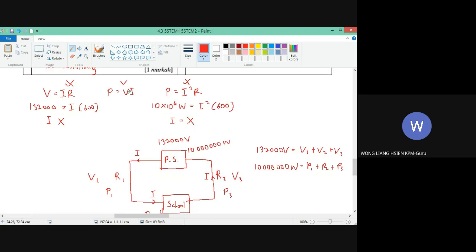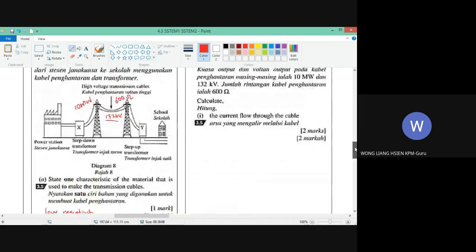This voltage, 132,000 volt, is the total voltage, the biggest voltage. This power, 10 million watt, is also the biggest power, right? So total power and total voltage, you can get the total current. You see or not? So that is why we can use this formula. And the total current is the same as the current that flows through the cable, through the spool, and through the cable here, because they are all connected in series. Okay, so we can use P equals VI to calculate.